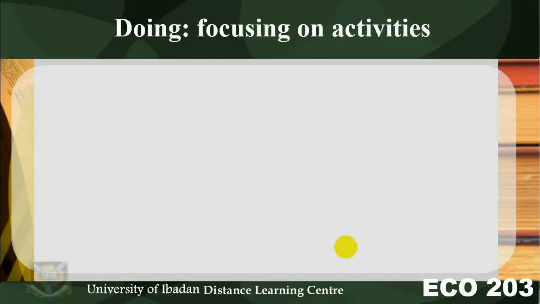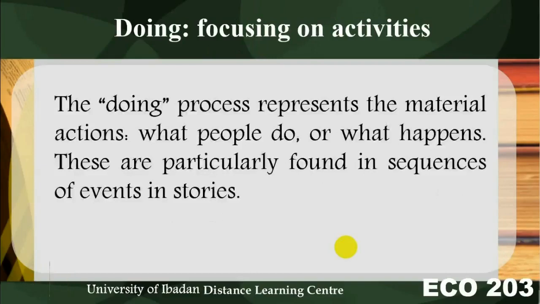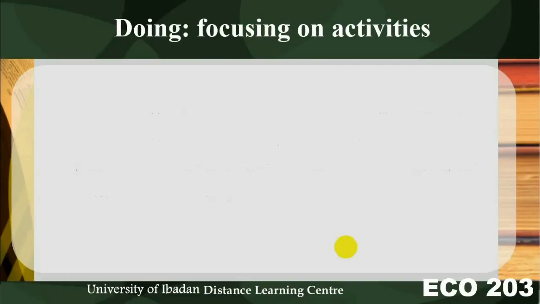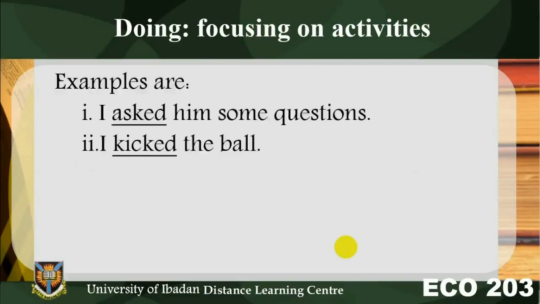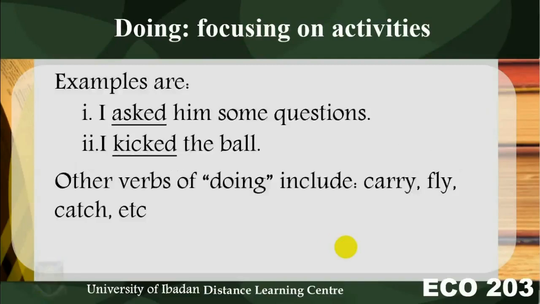A. Doing, focusing on activities. The doing process represents the material actions, what people do or what happens. These are particularly found in sequences of events in stories. Examples are: I asked him some questions. I kicked the ball. Other verbs of doing include carry, fly, catch, etc.